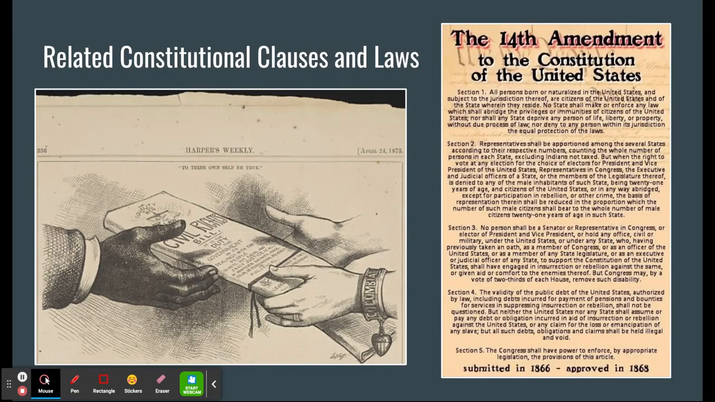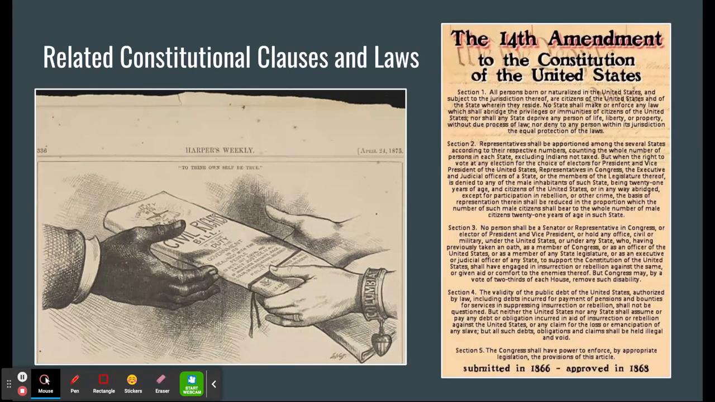Related constitutional clauses and laws. The 14th Amendment was very relevant to this case, especially because of its Equal Protection Clause, which stated, and I quote, "No state shall deny to any person within its jurisdiction the equal protection of the laws."